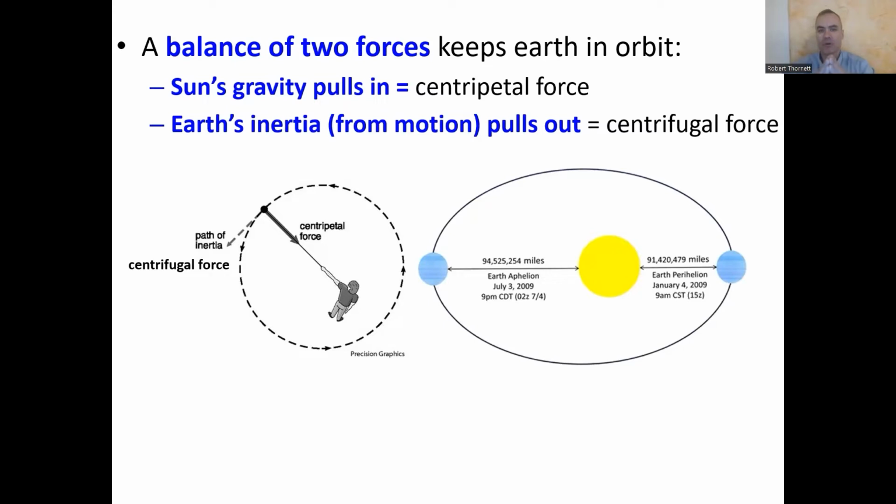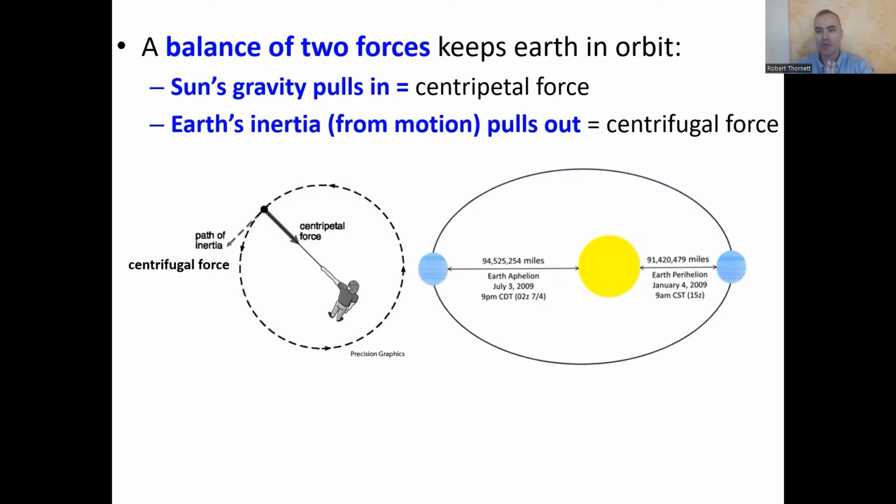It's the same thing with the Earth in orbit. There's an inward force of the sun's gravity, centripetal force towards the center. But then there's also Earth's inertia from being in motion in orbit for so many millions of years. And that's pulling outwards. So that's centrifugal force.